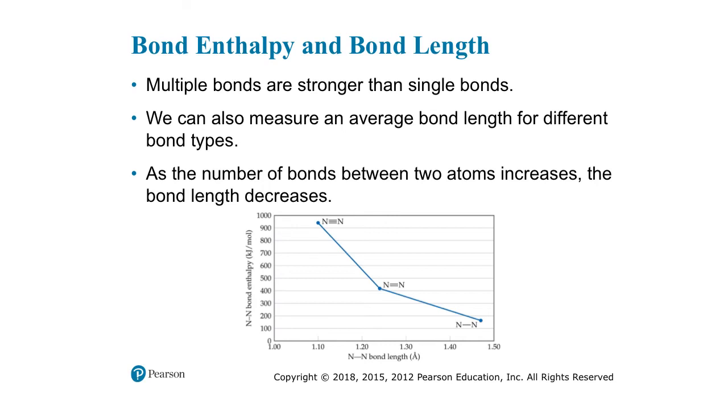We can also measure the average bond length for a different type of bond. So let's look at the nitrogen-nitrogen triple bond. Strongest bond, so this is looking at the bond enthalpy, this is looking at the bond length. So we have the shortest bond, that's the strongest. If you lengthen the bond, you weaken the bond. Lengthen the bond some more to the single, you weaken it even more.